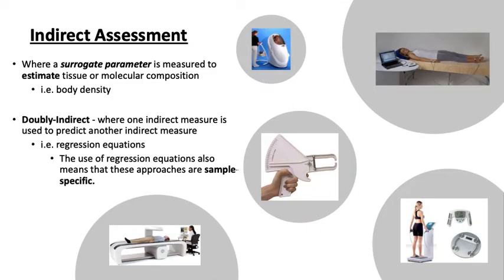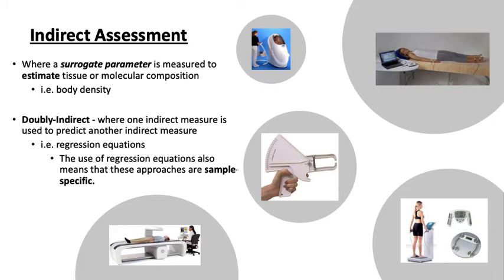Now let's discuss the indirect assessments, which you're more familiar with. This is where a surrogate parameter is used to estimate tissue or molecular composition. For example, determining what body density is. And then once you have body density, you put it into a linear regression equation to determine the percent body fat or the body composition parameter that you're trying to assess.